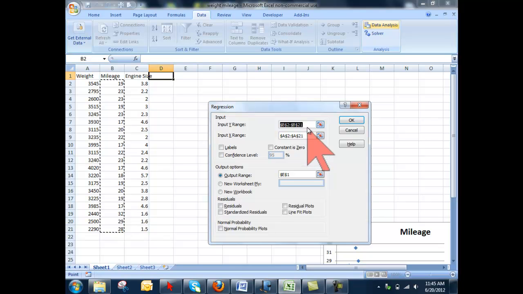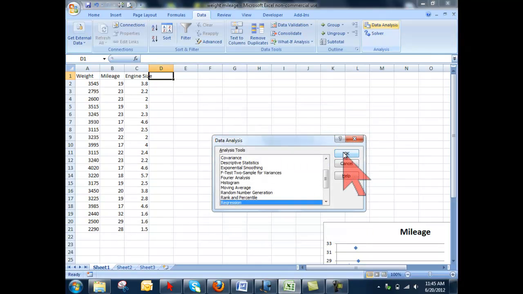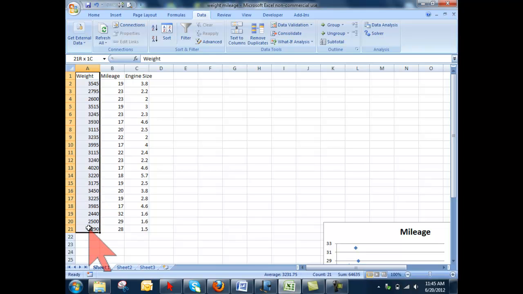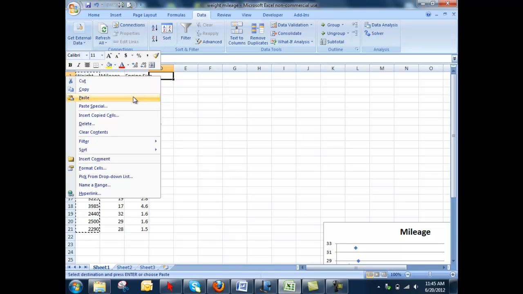For the Y range, oh, I see that I'm going to have to do something else. Let me do something else first. I am going to copy the weights. Let's see. I want to have the weight and the engine size side by side. So I think I will copy this information. So left click, drag down, right click, copy. Then I'll come over to cell D1 and right click and paste.